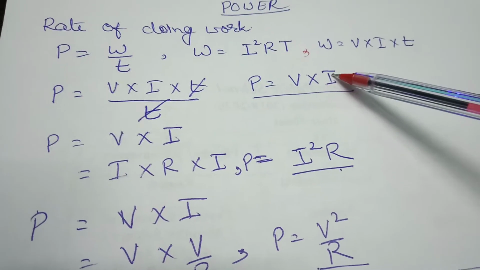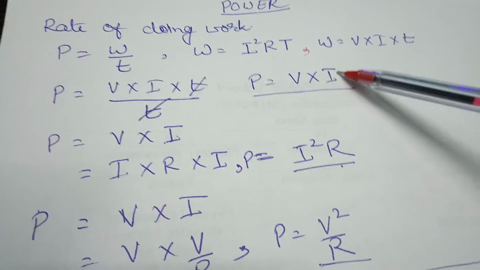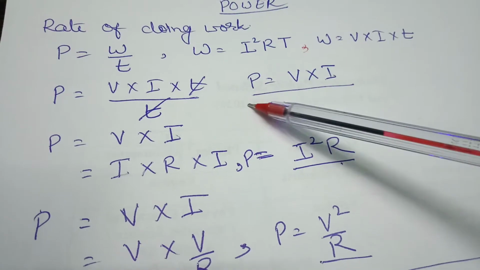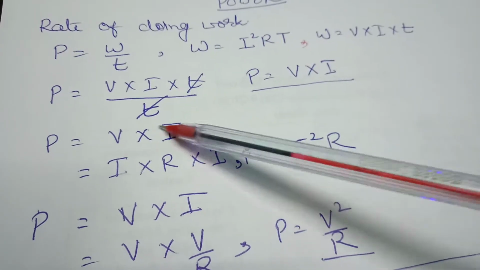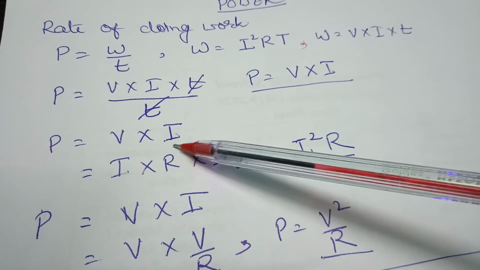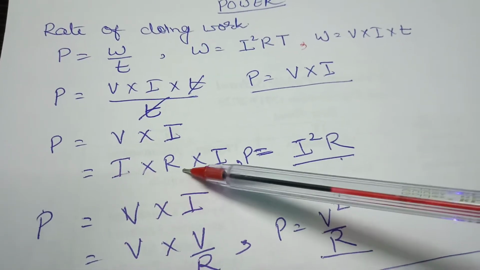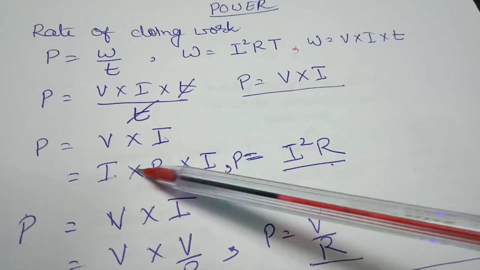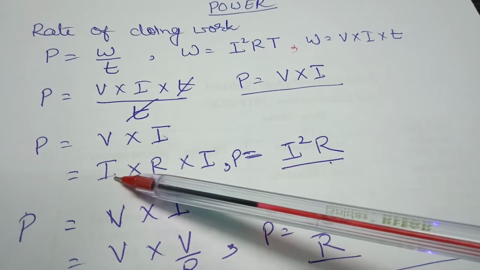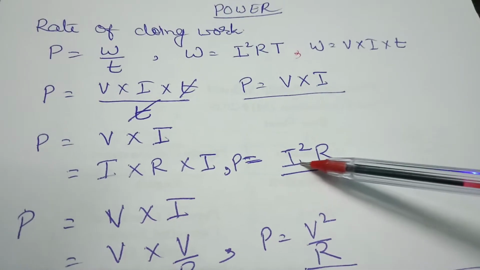Depending on what type of quantities are given to us, we can use different formulas of power. Another formula for power: we take P equal to V into I. Now V equal to IR, we are replacing V with IR. So here I is also there, so we can write it as P equal to I into R into I, or I square R.